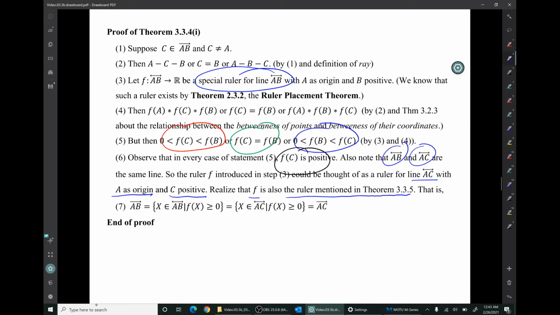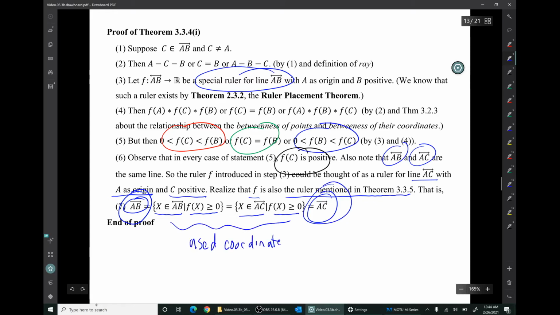Remember that theorem said that this ray could be written as this set, the set of all points on the line whose coordinate is greater than or equal to 0. Well, that's the same as this set, the set of all points on line AC whose coordinate is greater than or equal to 0. And that's just what this symbol means, ray AC. So this is a very simple way of proving that ray AB equals ray AC. We used coordinates for the line to prove that those two rays were the same ray.